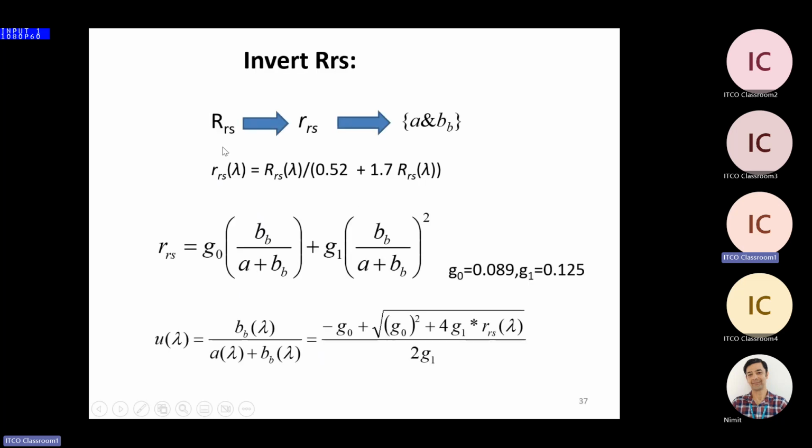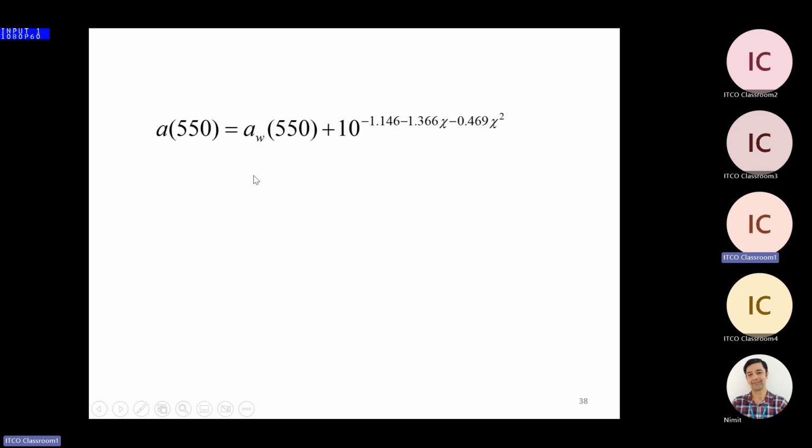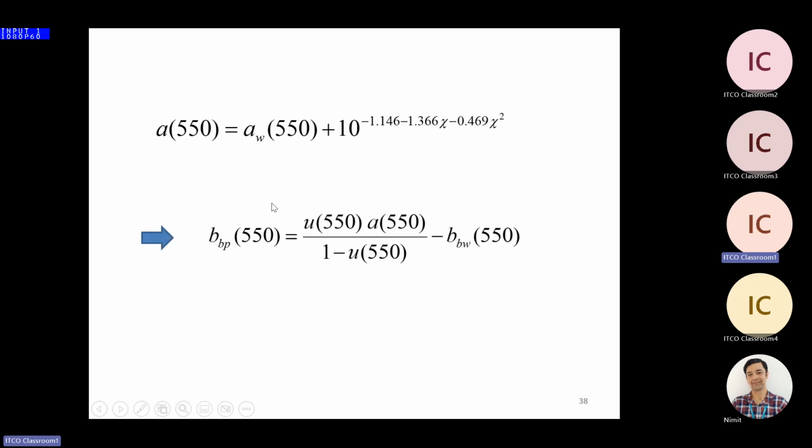Then we have remote sensing reflectance, and we can convert it to below surface. We have this RS, this Gordon's formula, then from this polynomial we can get this U, which is BB over A plus BB. This can be calculated from remote sensing reflectance, and we know A550, so BB550 can be calculated algebraically because we know U and we know A. Then we can calculate BBP550.